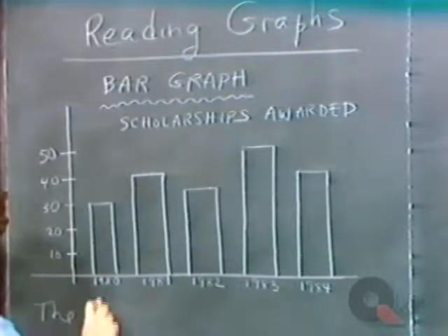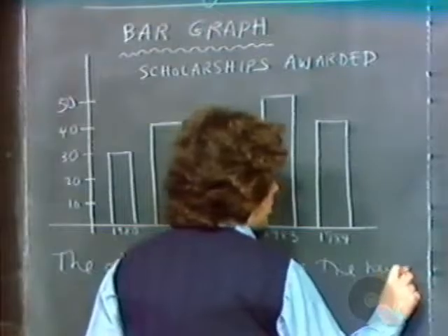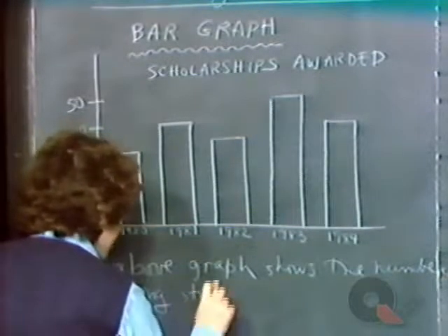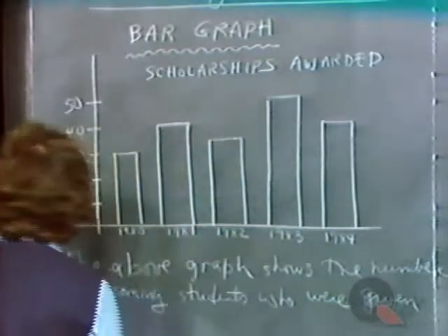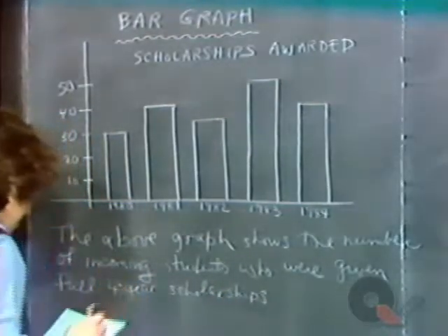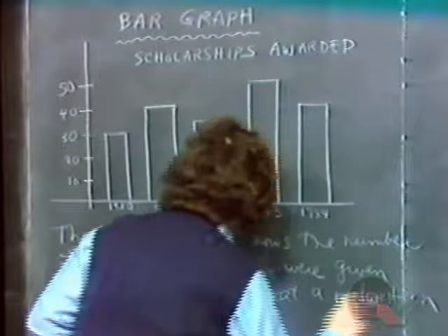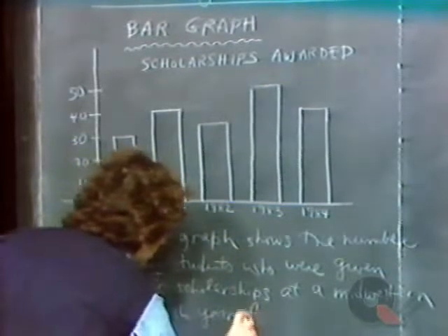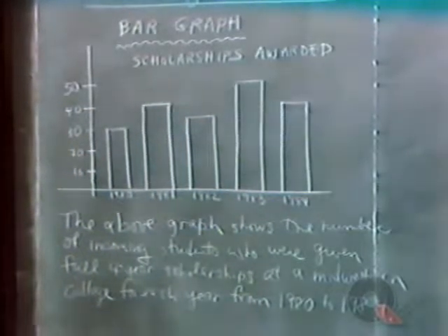The above graph, let's write down what it's doing. The above graph shows the number of incoming students who were given full 4-year scholarships at a Midwestern college for each year from 1980 to 1984.